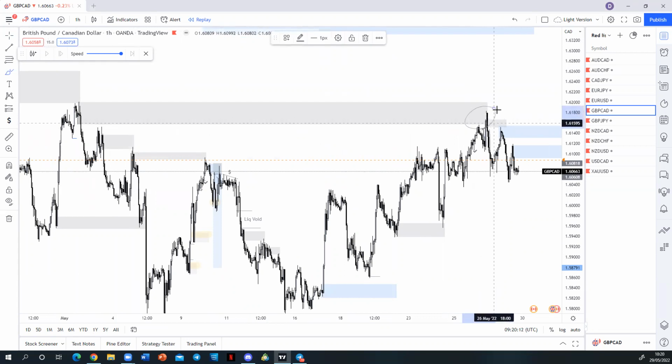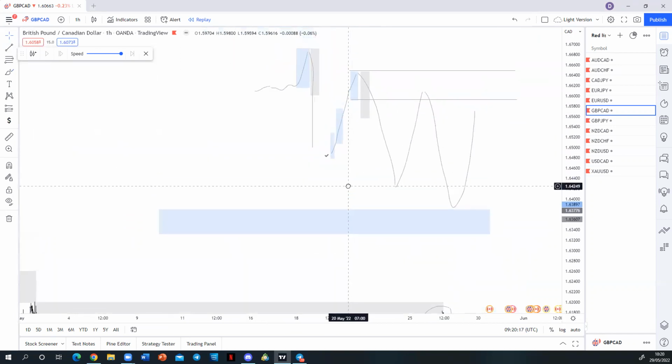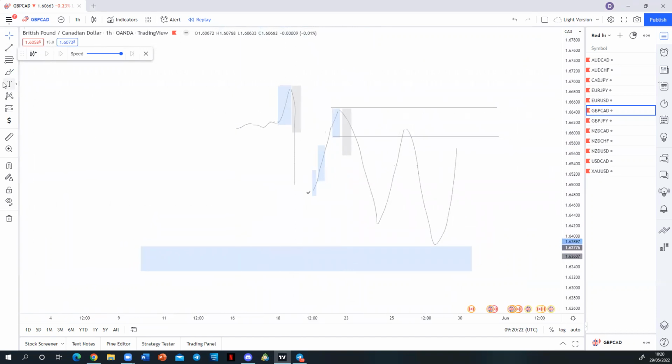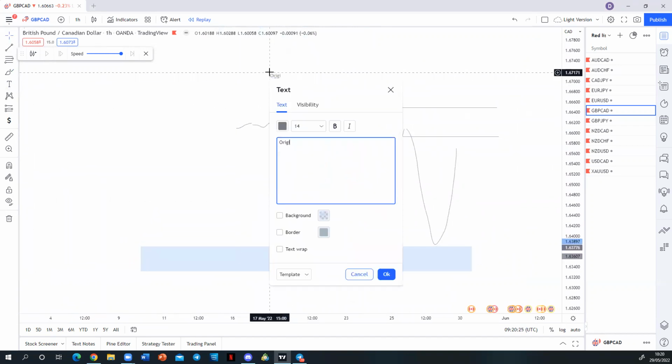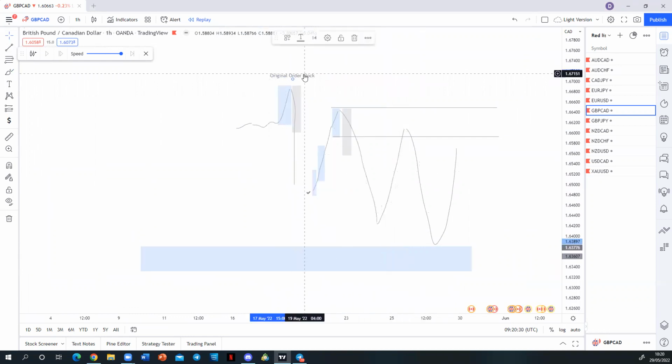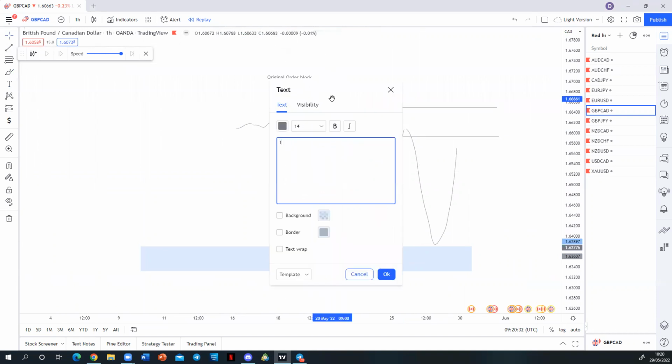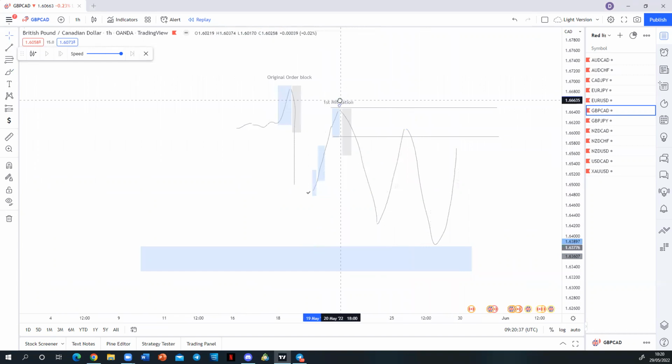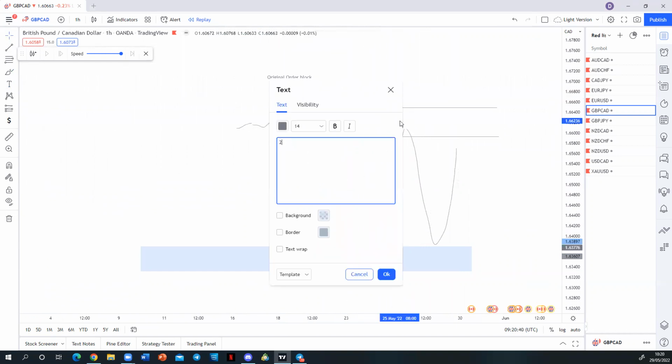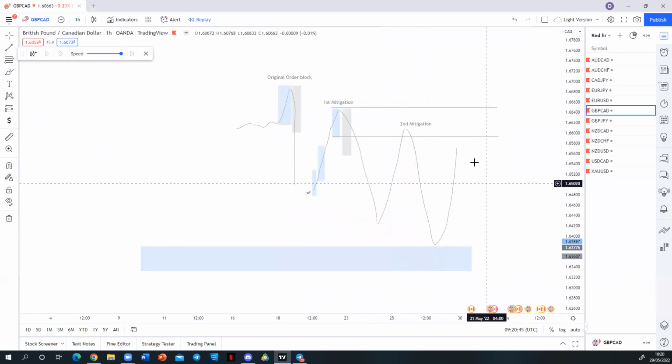Remember, guys, if you are new to this and you're trying to work out all this vocabulary and mitigations and everything, this was the first one. So original order block up here. This was the first mitigation. This was the second mitigation. And this is more of what we're starting to look for.